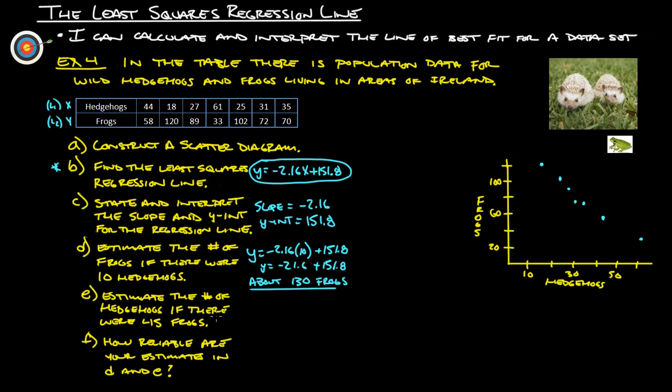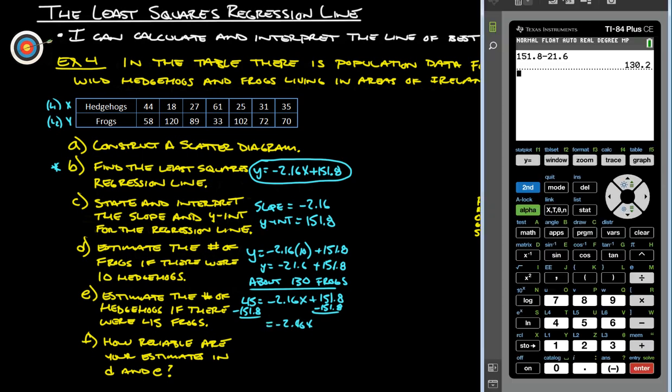Okay. And then estimate the number of hedgehogs if there were 45 frogs. So the frogs, if you'll notice, are in the y portion. So we're going to put 45 in for y. So we would do 45 equals negative 2.16x plus 151.8. And now we want to get, let's subtract 151.8 from both sides. And that will leave negative 2.16x equals whatever that is.